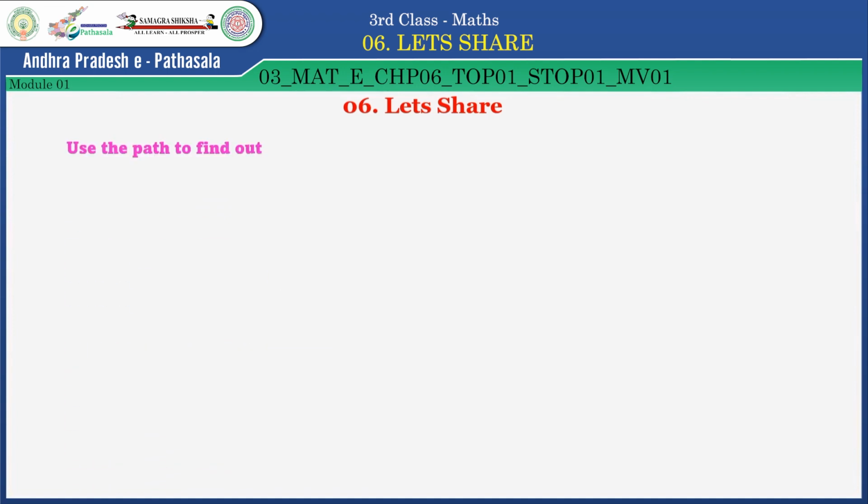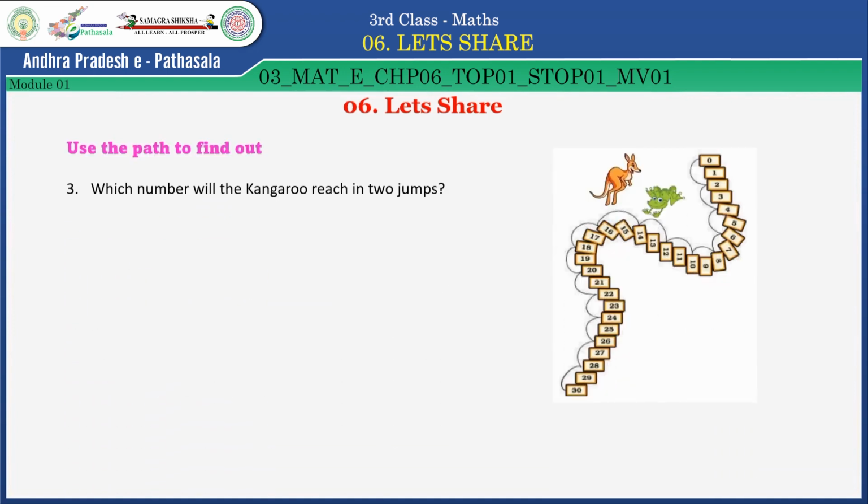Use the path and find out. The third one is, which number will the kangaroo reach in 2 jumps? Option A is 13, option B is 11, option C is 15 and option D is 14. The answer is option C, 15.